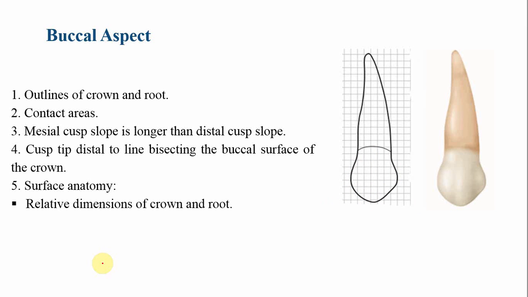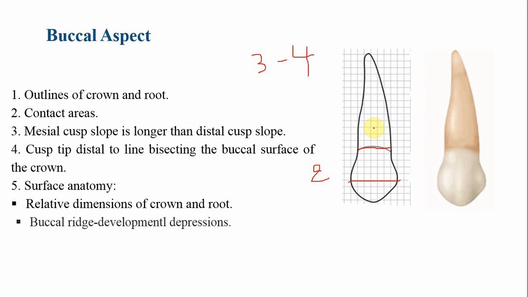Regarding the surface anatomy, first, the relative dimensions of the crown and root. Usually the maxillary first premolar, like the maxillary canine, shows the following characteristic: the mesiodistal diameter across the contact areas is 2 mm more than the mesiodistal diameter across the cervix, just like the canine. The root, however, is similar in its outline to the root of the maxillary canine, but it's shorter by 3 to 4 millimeters. Both the crown and root surfaces are convex at all points.